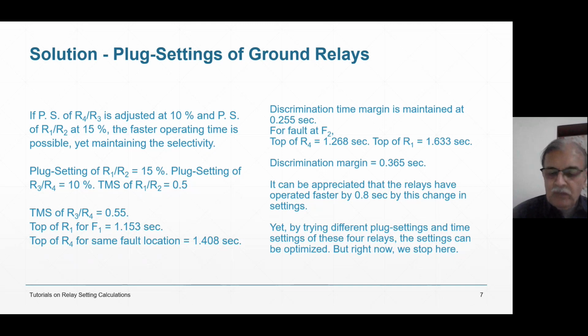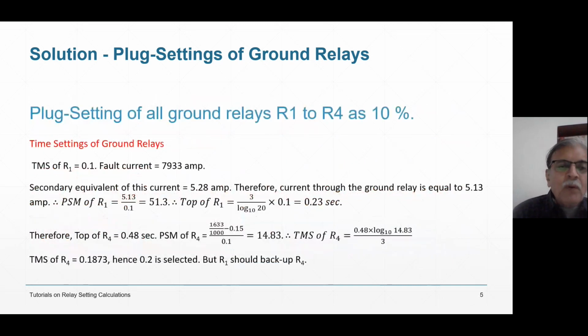1.153. So what was the time of operation of R1 in earlier case? Time of operation of R1 in earlier case was 0.3 second, but time of R4 was 0.1873 second. But I have selected 0.1, 0.2, so it will be faster. It will be even slower rather than this.